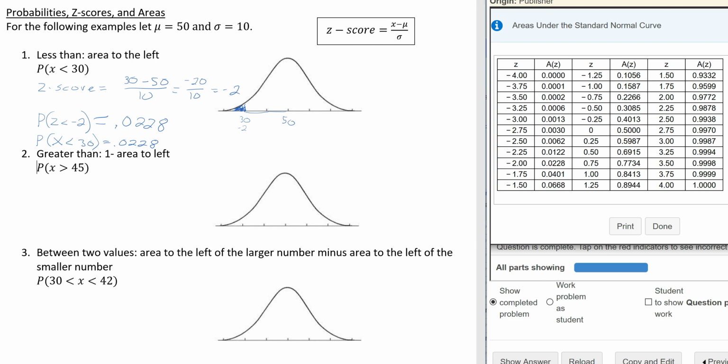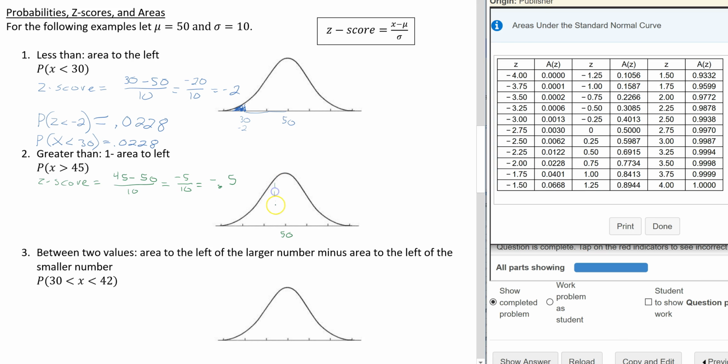Now I'm going to look at the probability of having a data value greater than 45. So first thing I need to do is convert this 45 into a z-score. My data value is 45, my mean is 50, and my standard deviation is 10. This becomes a negative 0.5. So the z-score is a negative 0.5. That tells me that my data value of 45 is still to the left of the mean, but it's only half a standard deviation to the left of the mean.